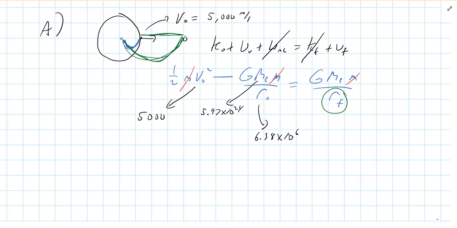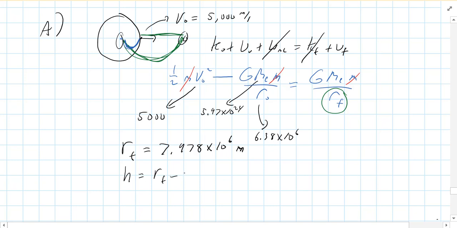When I plug all these numbers in my calculator and solve for r final, I get the following value: 7.978 times 10 to the 6th meters. That's the distance from the center of the Earth to where our rock ends up at its max height. The height above the Earth's surface is r final minus the radius of the Earth, which, when I subtract those, I get 1.597 times 10 to the 6th meters.